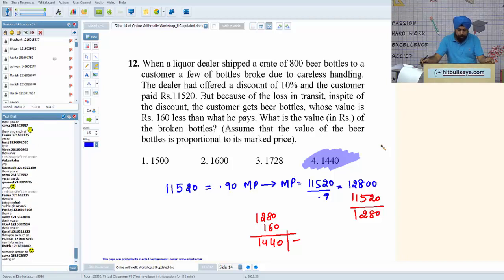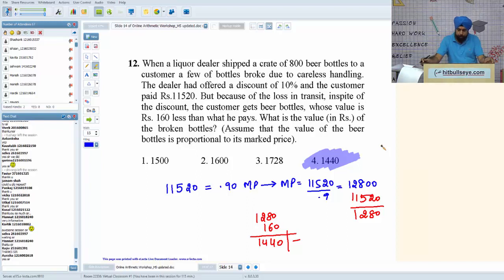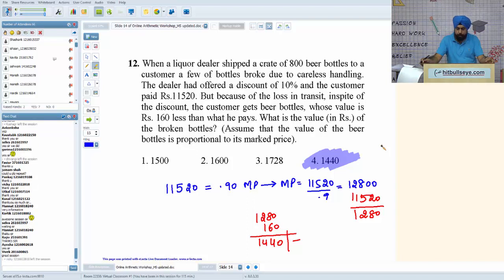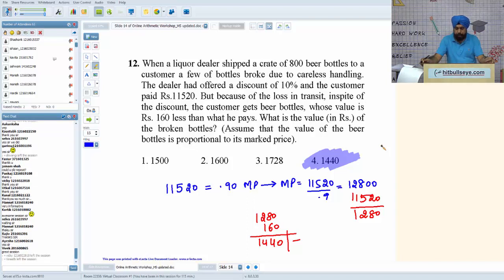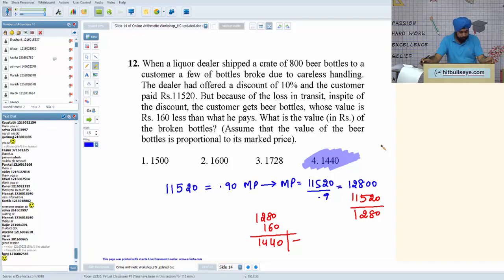11520 is paid, which is 90% of the price. So we are dividing it by 0.9 to get the total market price as 12800. That means 1280 rupees less he has already paid, and still he makes a loss of 160. So the total is 1440.